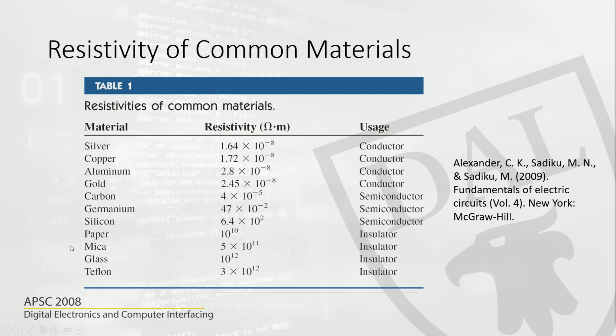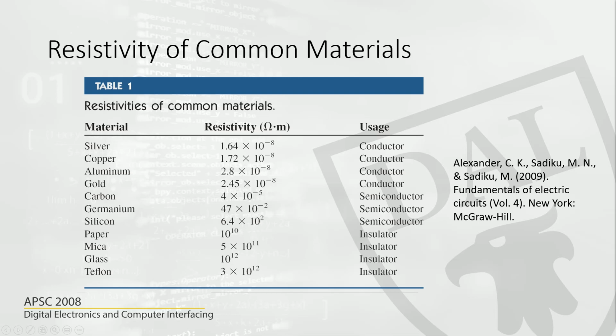And we have paper, mica, glass, and Teflon, which have very high resistance. Paper is a very good insulator. For example, for making cables, we dip paper in oil and use it as insulation for high tension cables. So these are some numbers.